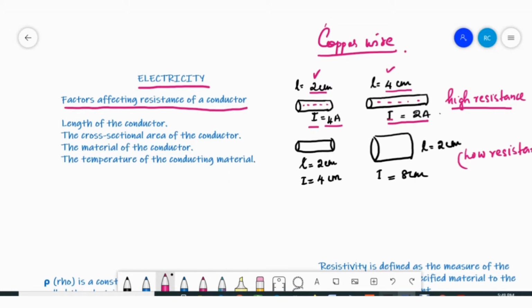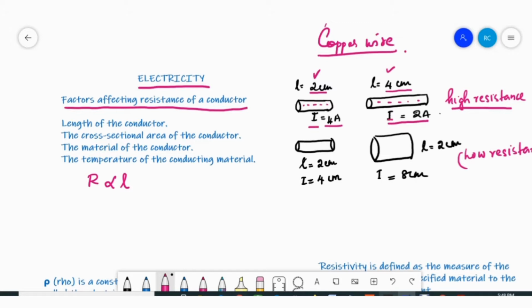So what is the relation between the resistance and length of the conductor? When length is increasing, resistance is also increasing. Both have a direct relationship.